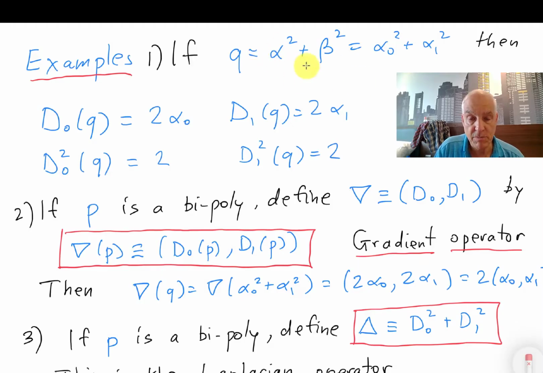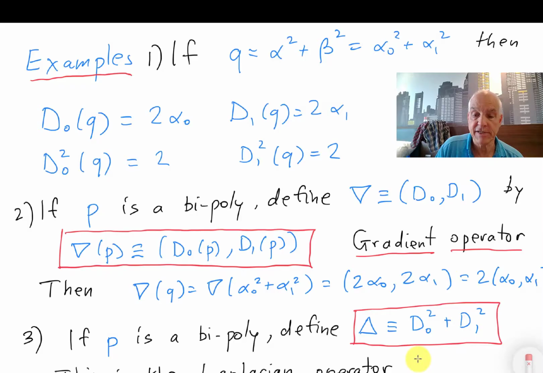So for example, applying this to this q up here, the gradient of q, okay, so it's the gradient of alpha 0 squared plus alpha 1 squared. That's going to be the derivative with respect to alpha 0 is 2 alpha 0, and with respect to alpha 1, it's 2 alpha 1, which we can also write as 2 times the vector alpha 0 comma alpha 1.